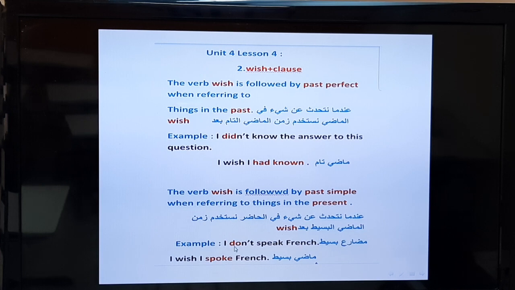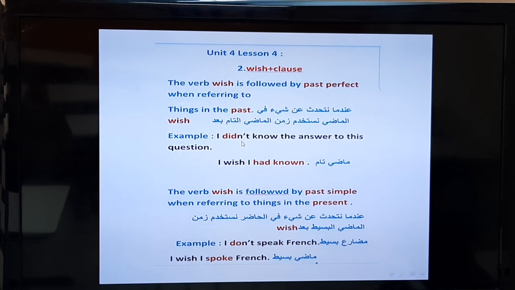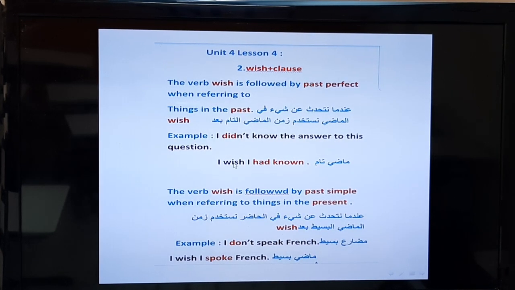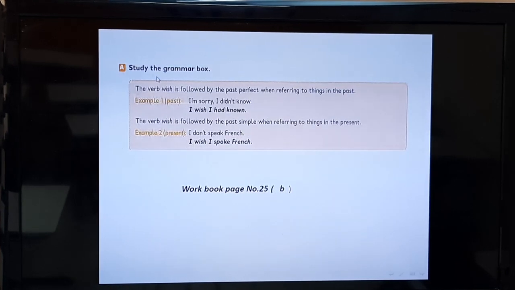For example, I don't speak French. I wish I spoke French, because this talks about the present, so wish here is followed by the past simple. But if we express something in the past, wish is followed by the past perfect. Okay? This is just an explanation. Then you have this rule box. You can find this box in your course book, page number 45.